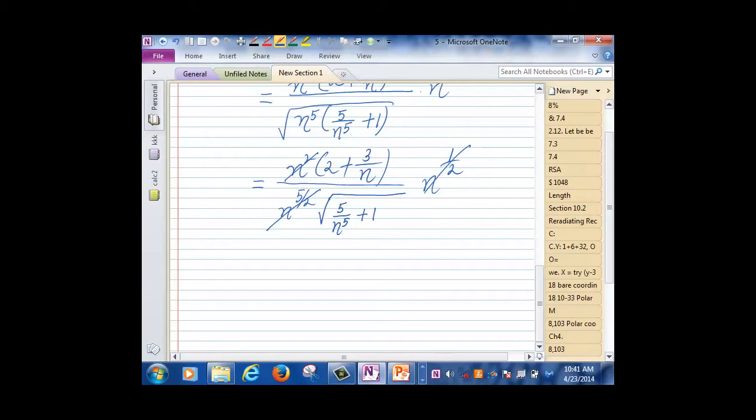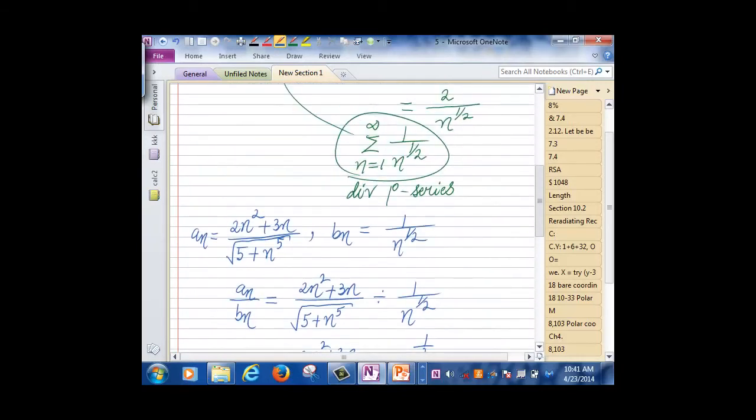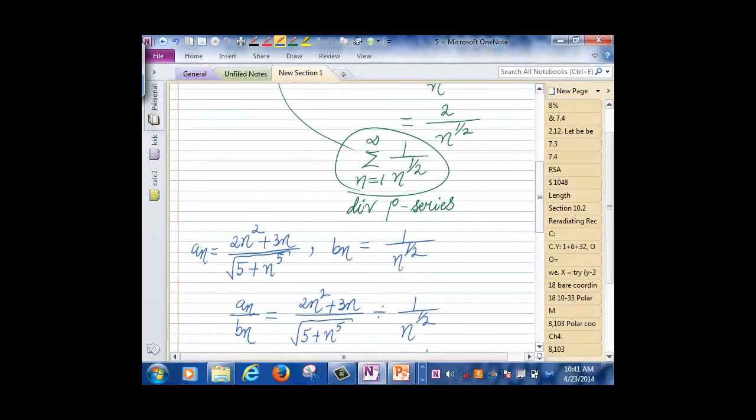So now, if I take the limit as n goes to infinity, what do I get? The limit as n goes to infinity of an over bn is equal to 2, right? Everybody agrees with that? Which is larger than 0. So by the limit comparison test, I know that either the series of an and the series of bn both are convergent, or both are divergent. Since we know that one of them is divergent, the other one should be divergent. Am I making sense?